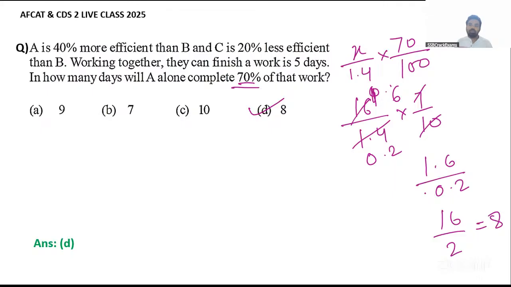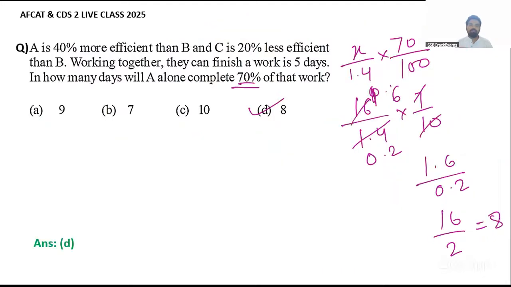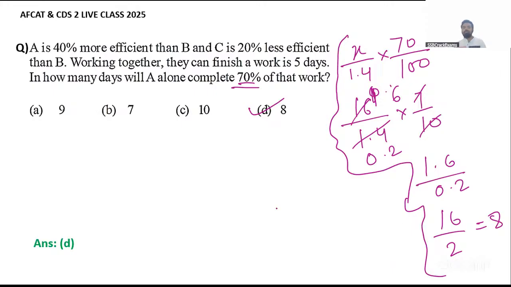You can do either way. What I did here, I just simply cancelled out the 0 from 16, so it is 80 over here. So 10 is already there, so that's why 0 to 0 got cancelled. So you can do the calculation either way. No need to worry about it. Whatever you find easy.